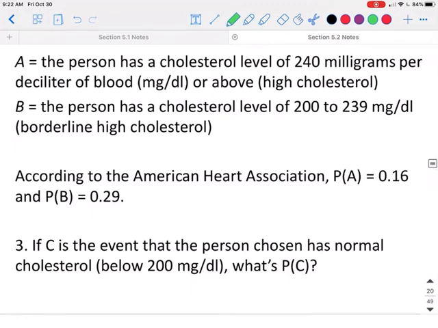If C is the event that a person chosen has a normal cholesterol, which means they are below 200, what is the probability of event C? So the probability of event C is just 1 minus the probability that they're in A or B. We know that they could be in A or B 45% of the time, so 1 minus that will tell us what's remaining for a normal cholesterol level, which is 55%.